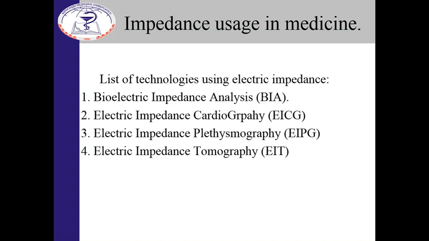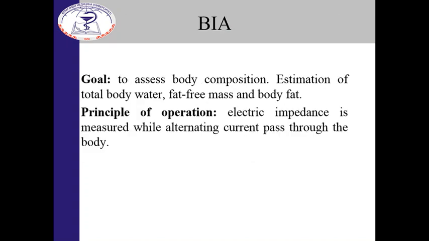Now let's go to the particular technologies that exploit the fact that the human body has impedance, and this impedance is related to the cell-based structure of the human body. The first technology is bioelectric impedance analysis, BIA. Its goal is to evaluate body composition.